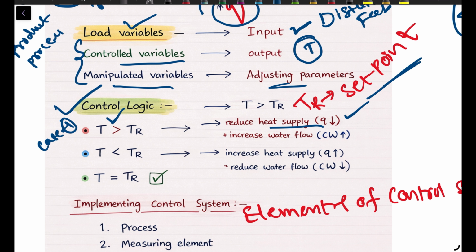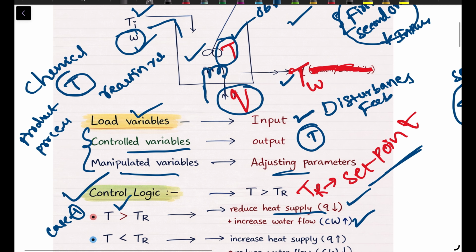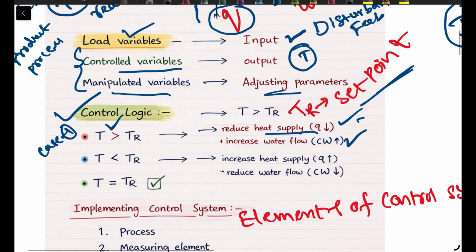Reduce the heat supply, so that's one way. And the other way is to increase the cooling water flow rate. If you do these two things, what happens? The temperature will come back down. That means the temperature will reduce, which is what we want because the temperature is very high.